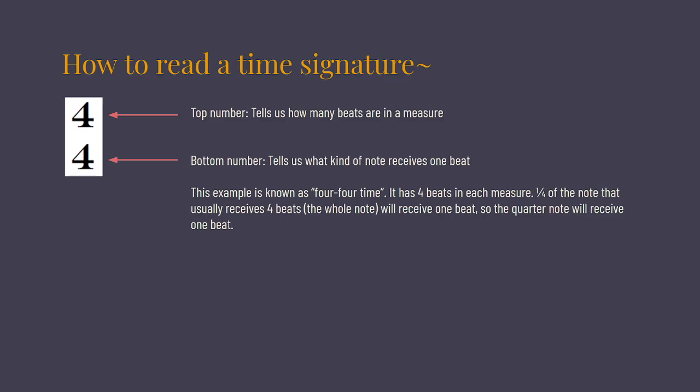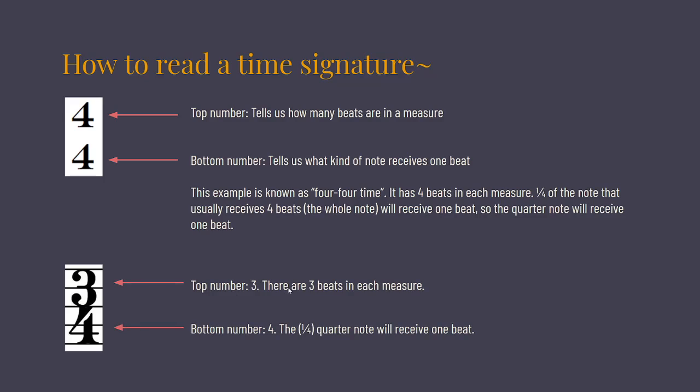Let's try another one. This one has a 3 on the top and a 4 on the bottom. Using what we learned here, the top number must mean that there are 3 beats in each measure, and the bottom number means that the note that receives 1 beat is the quarter note.